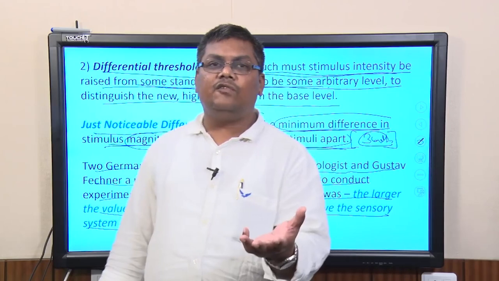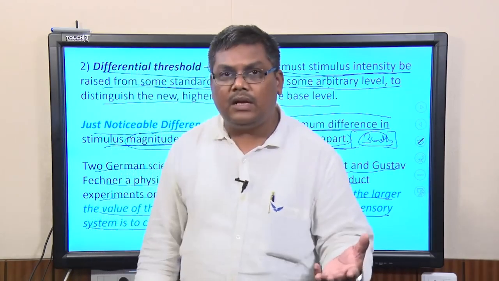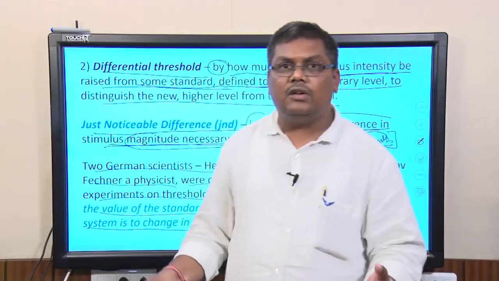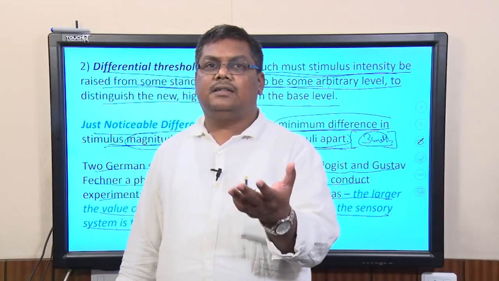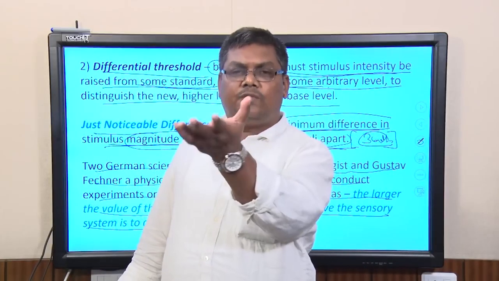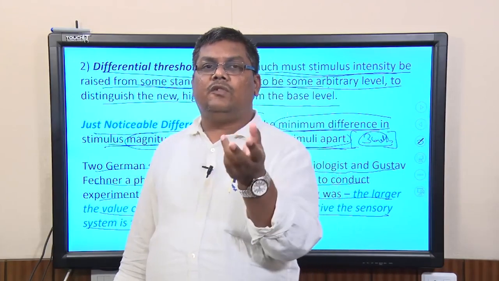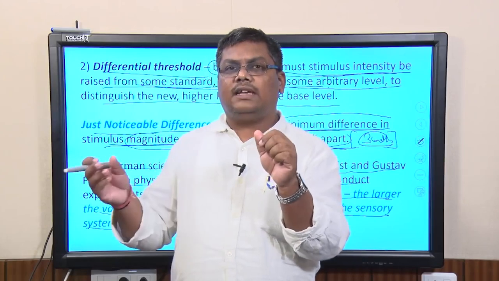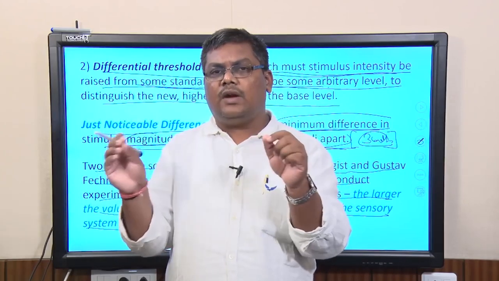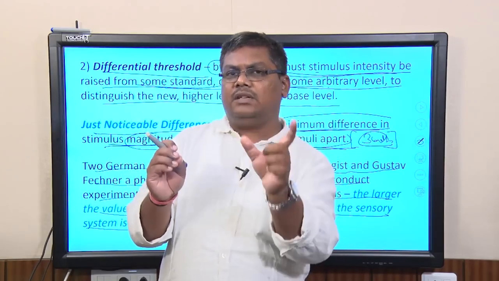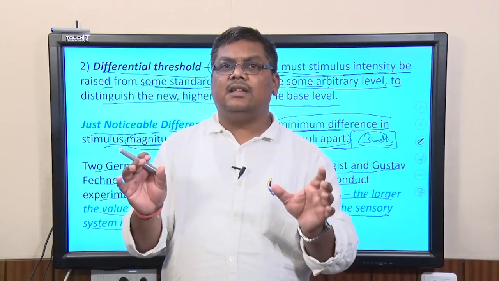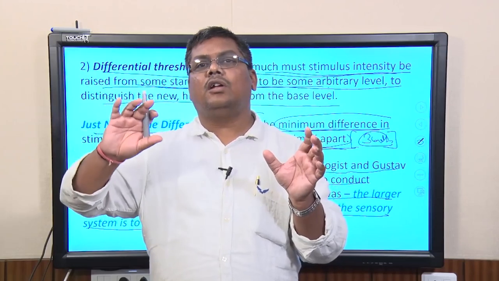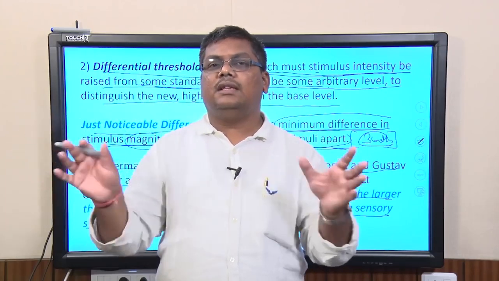So, if you have a 100 watt bulb, you will require a much higher change in intensity for it to be noticed. If you are working with a 40 watt bulb, the change required for the second bulb to be differentiated from the 40 watt bulb is lesser. So, even at, let's say, 36 watt or 32 watt, you can say that they are different.